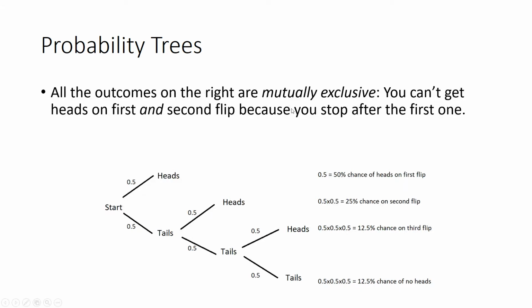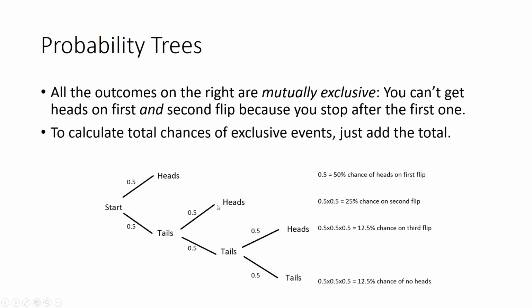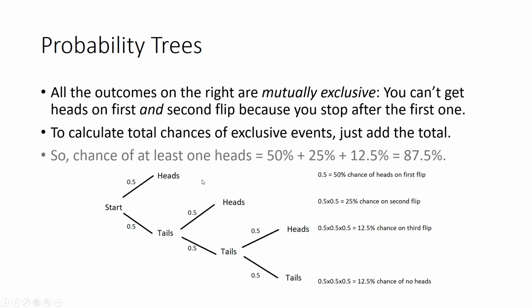Now all the outcomes on the right are mutually exclusive. You can't get heads on the first and second flip because you've already got one with the first flip, so you don't flip the second coin. So to calculate the total chances of exclusive events, just add the total. The chance of at least one heads is the chance of this on your first flip, this on your second flip, third flip. Add them all together, 50% plus 25% plus 12.5% is 87.5%.